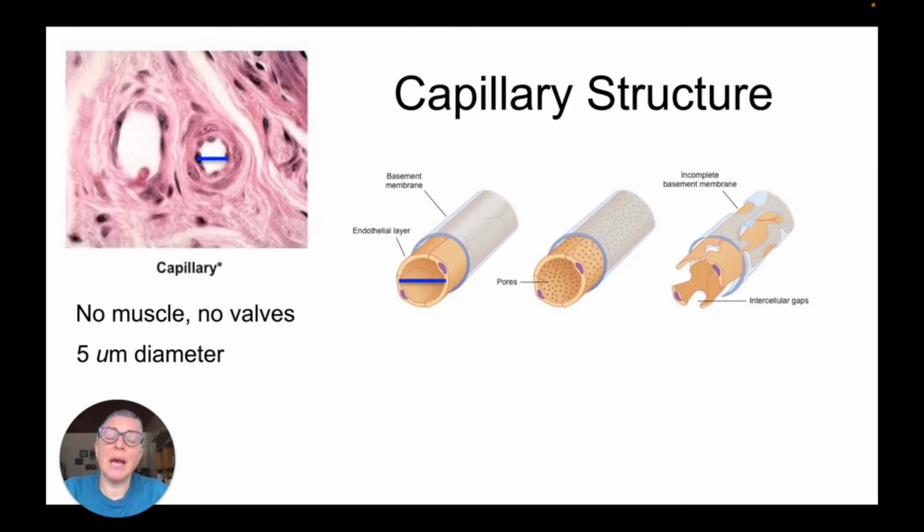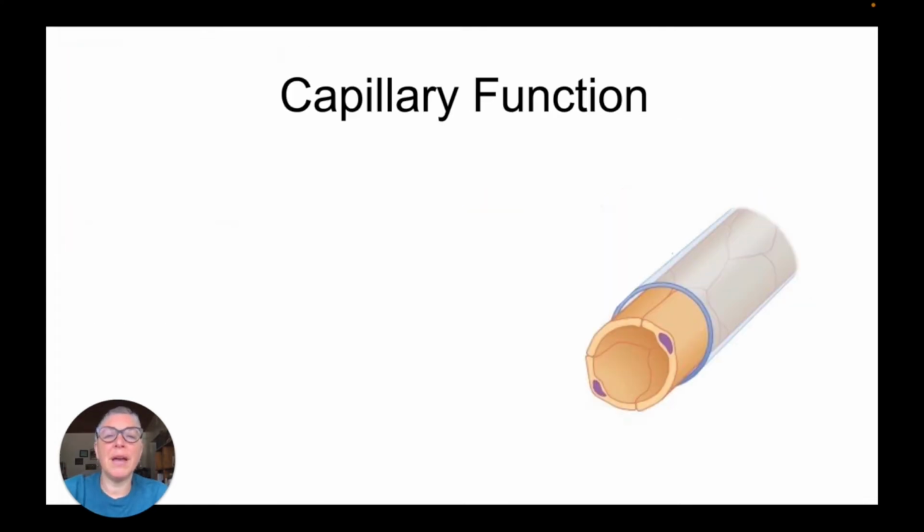So what's going to happen is, as blood is moving through the capillary, the red blood cells can only move one behind the other. So you're not going to have several red blood cells moving through any one particular cross-section of a capillary at any given time. They're just going to move like a train, one red blood cell behind the other. Now that we have an understanding of its structure, let's take a look at the capillary function.